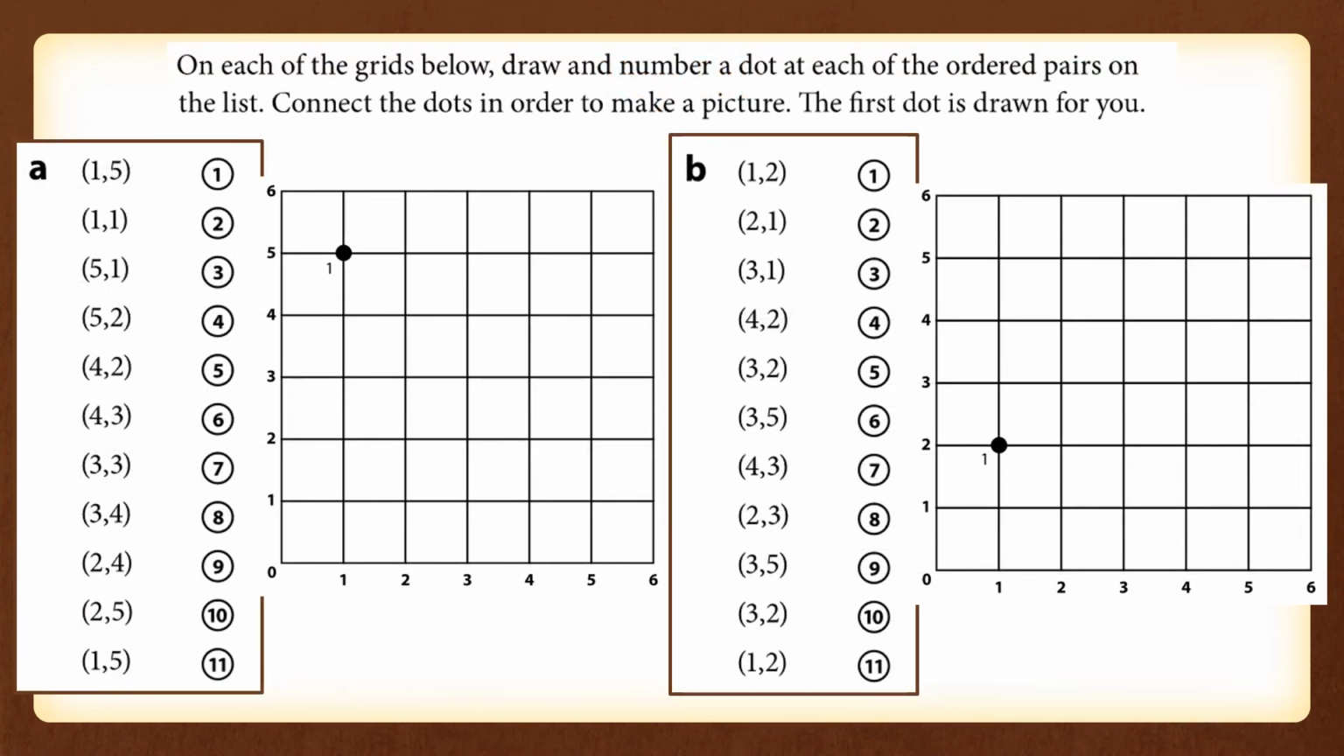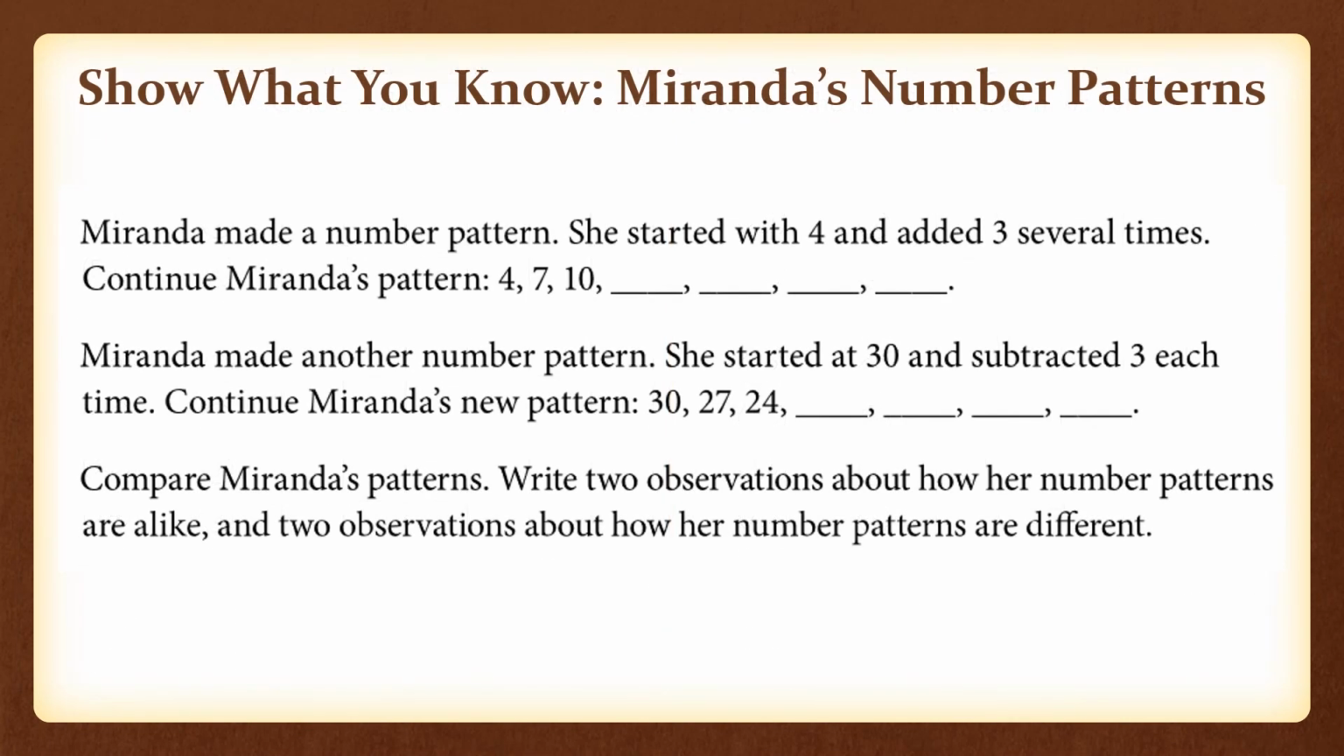Let's get a little more practice graphing ordered pairs. You have letter A on the left and letter B on the right. They each give you 11 ordered pairs and want you to graph them. Number 1 in each graph is done. Now it's time to let your teacher know what you've learned during this lesson. Make sure you check with them to see how you will be submitting your work.